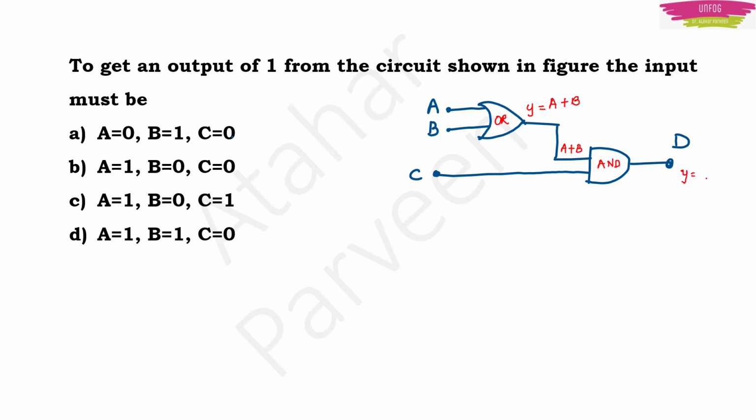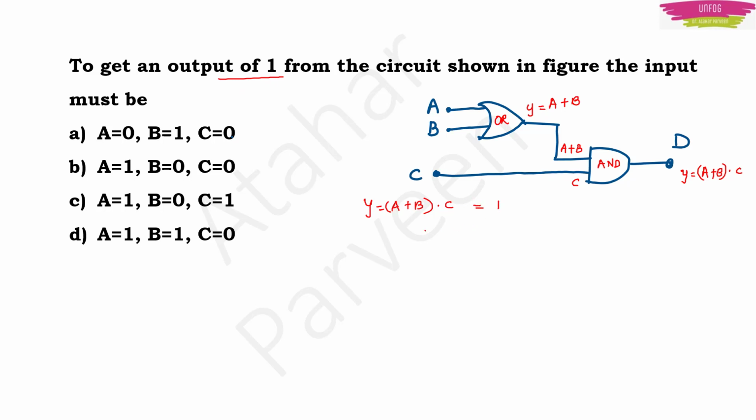So the Boolean expression for the AND gate in the output will have a multiplication operation, isn't it? And we have 2 inputs, A plus B is one input and C is the other input. And you have to write the multiplication operation between these 2 inputs: A plus B is one input into the second input C. So your Boolean expression for this entire circuit became Y equal to (A plus B) into C. And in the question it is given that the output is 1. That means our expression should be equal to 1.